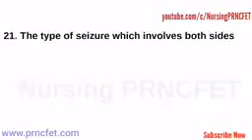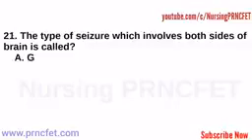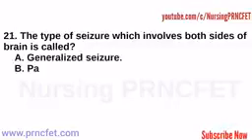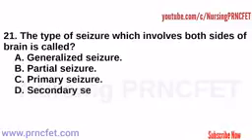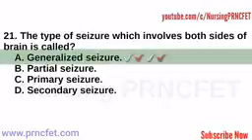Question 21. The type of seizure which involves both sides of brain is called A. Generalized seizure, B. Partial seizure, C. Primary seizure, D. Secondary seizure. Correct answer is A. Generalized seizure.